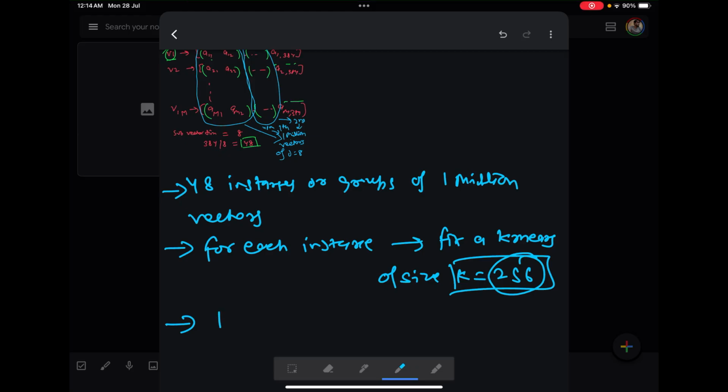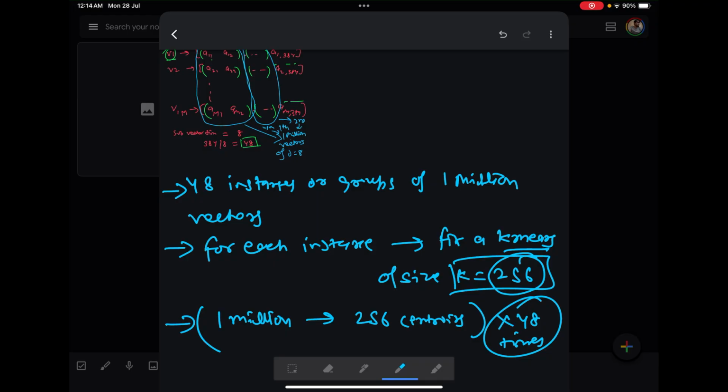So what I am trying to say is, I am trying to replace these 1 million vectors with these 256 centroids, and I am going to do this for each group. How many times? 48 times. So k-means will be executed 48 times, and I will have 256 centroids, 48 times. So essentially I will have 256 multiplied by 48 centroids.